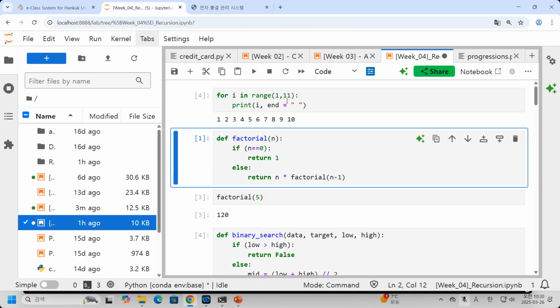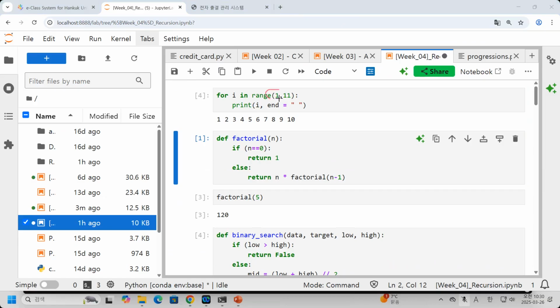So we have 1, 2, 3, 4, 5, 6, 7, 8, 9, 10. Okay, I hope that you understand this one. 1 is the starting number and 11 is the ending number. So we will print until n minus 1. Okay, so n minus 1 means 11 minus 1, which is 10.